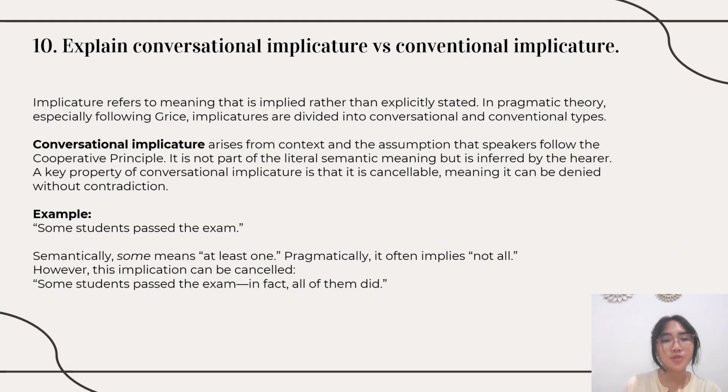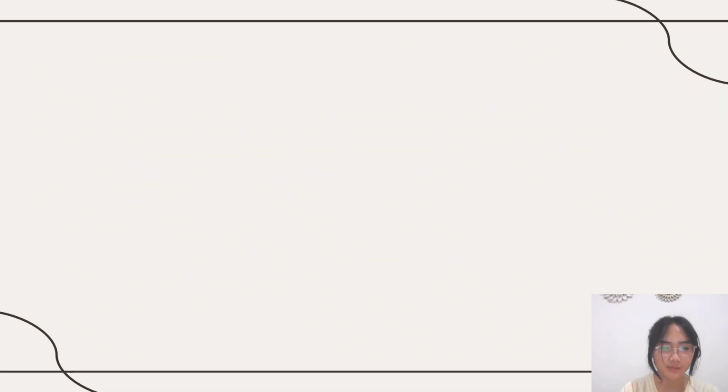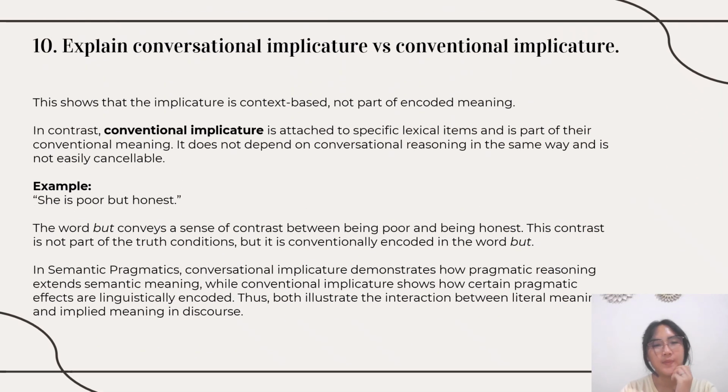For example, some students passed the exam. Semantically, some means at least one. Pragmatically, it often implies not all. However, this implication can be cancelled: some students passed the exam, in fact, all of them did. This shows that the implicature is context-based, not part of encoded meaning.